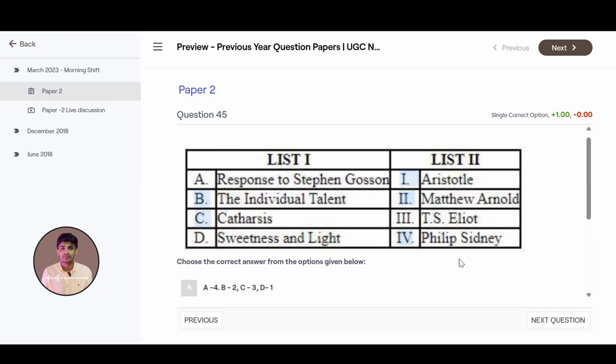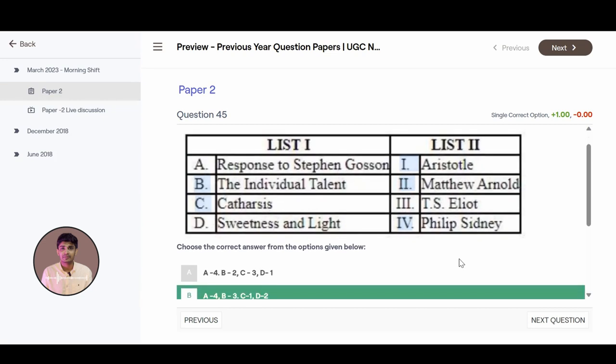Now, the individual talent is associated with T.S. Eliot. Tradition and Individual Talent, very famous, T.S. Eliot. Catharsis. Catharsis is a Greek dramatic concept, and the only Greek writer in the list is Aristotle. What is catharsis? The turn, the twist, or the change in character and behavior of a person after witnessing a tragedy, or after witnessing the fate of the tragic hero, which occurred due to his tragic flaw. That is catharsis, which is associated with Aristotle. Sweetness and light is associated with Matthew Arnold.